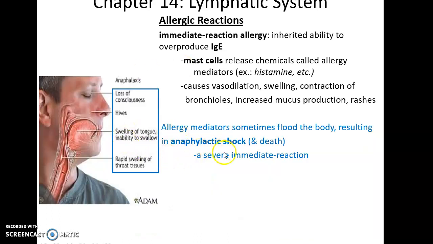And this can sometimes be extremely severe and can cause the person's body to be flooded by those allergy mediators, those chemicals like histamine. And this can cause something called anaphylactic shock, which can even lead to death. And this is why, say, people allergic to bee stings or with severe food allergies will carry EpiPens with them. They can inject the adrenaline to try to counter the effects of the allergy mediators. Immediate reaction allergy.